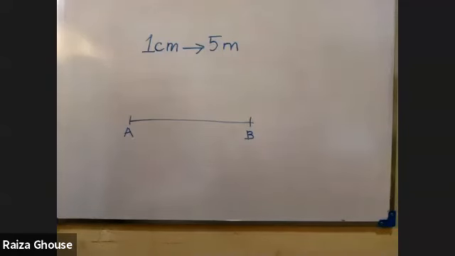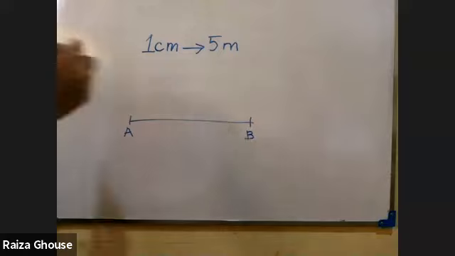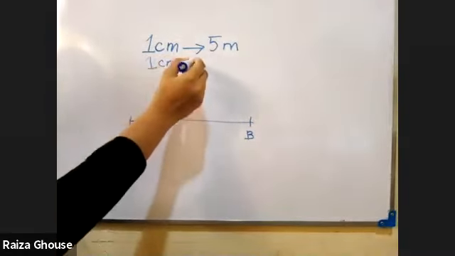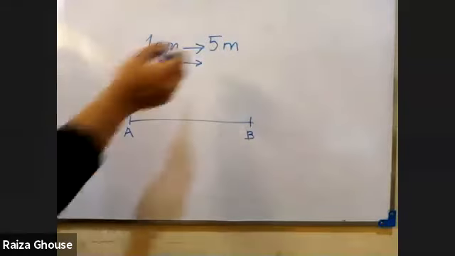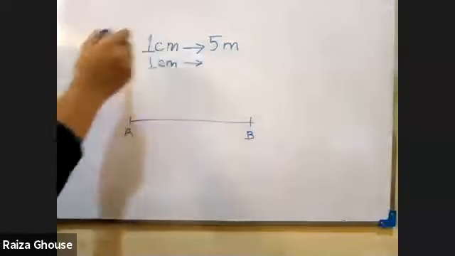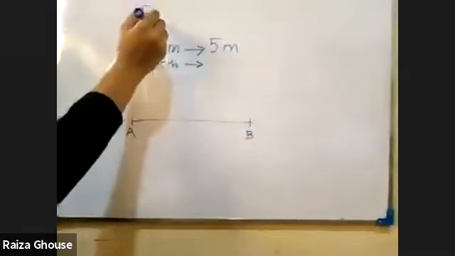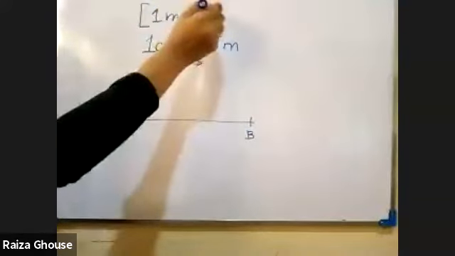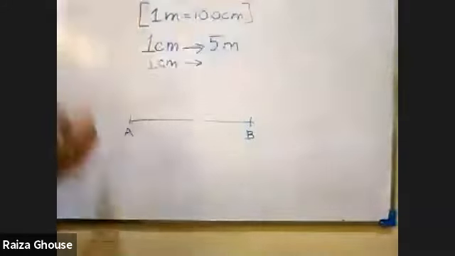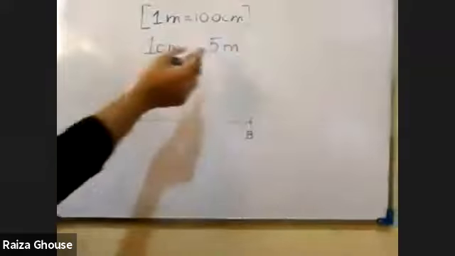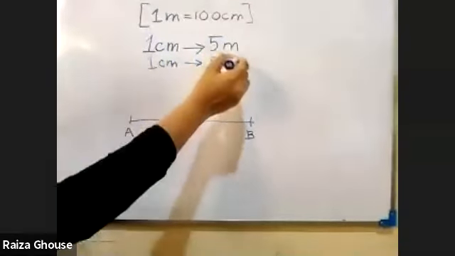A scale is shown in a ratio format, as I told you. We have to show it as a ratio. How do we do that? This 1 centimeter means 5 meters, children. 5 meters means how many centimeters? I'll put the relationship here. 1 meter is equal to 100 centimeters. You all know that, right? From grade 6 we learned this. So 5 meters is 500 centimeters.